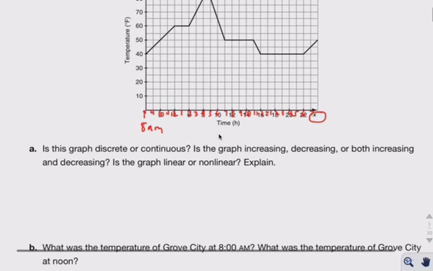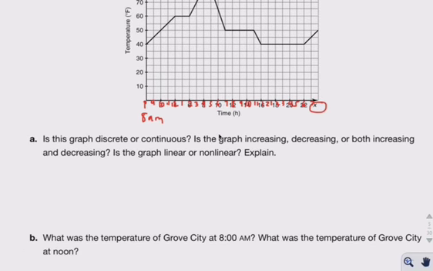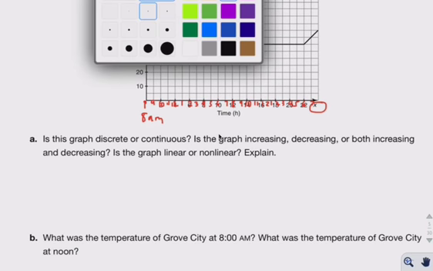Is this graph continuous or discrete? Is the graph increasing, decreasing, or both increasing and decreasing? Is the graph linear or nonlinear? Okay. So we established that.